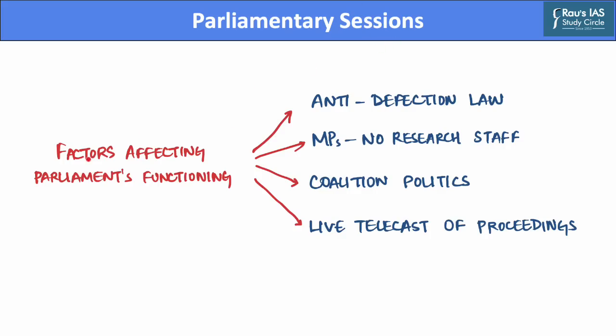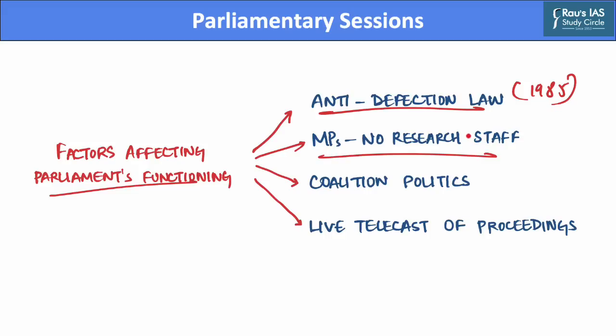The first factor that affects the parliament functioning is the anti-defection law, which was passed in 1985. However, this law has made it less necessary for an MP to prepare for their work, because the members of the parliament need to pay attention to their party whip, or otherwise they risk losing their seat in the parliament. Further, the members of the parliament are provided with no research staff on their own, nor does the parliament library provide sufficient research support. Hence, it de-incentivizes the members of the parliament to participate in its day-to-day functioning.